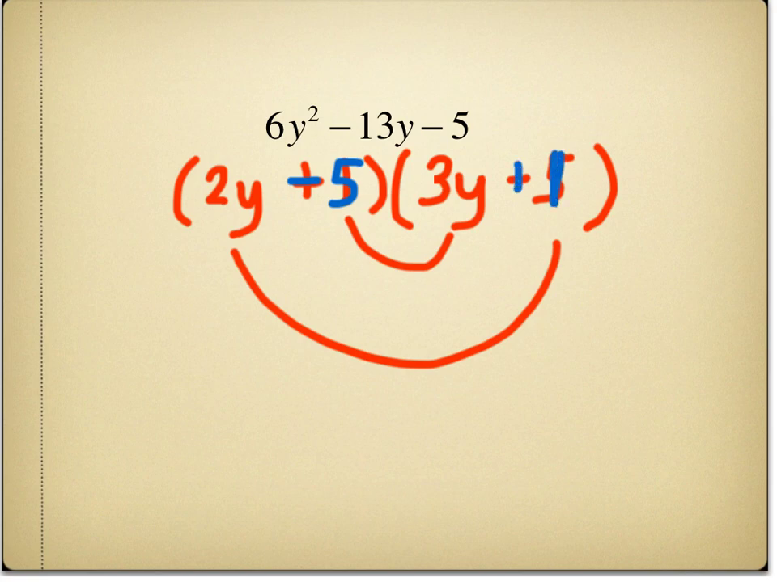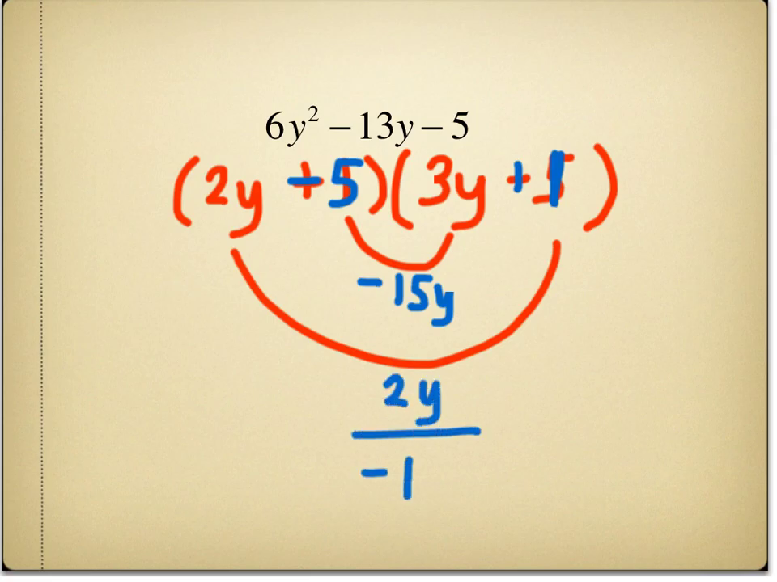Again, if we check this, my innards and outards, now I'm going to have negative 15y for my innards, and my outards will be plus 2y. And sure enough, if I combine those together, I'll get negative 13y, which is what I want up here. So here's my correct factoring, 2y minus 5 times 3y plus 1. Again, those are kind of tricky.